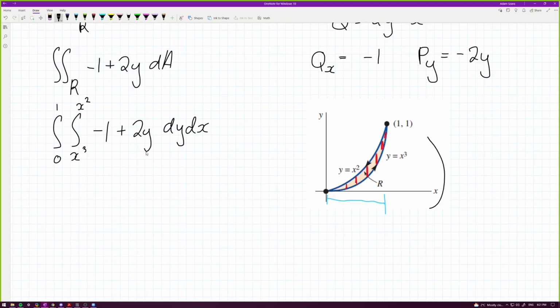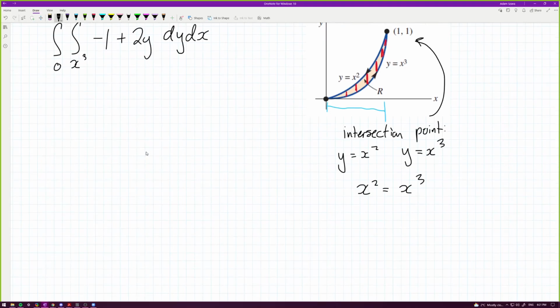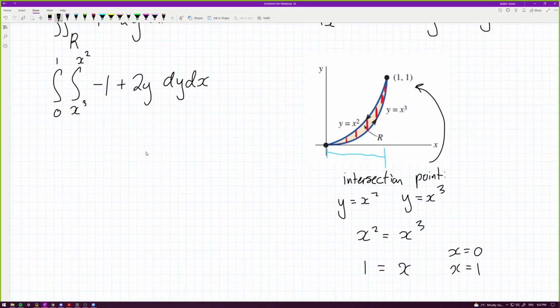So let me quickly show how to get that intersection point. You have y equals x squared and y equals x cubed. You just set x squared equals x cubed. Divide both sides by x squared, and you get 1 equals x. Because I divided both sides by x, I also get x equals 0 as a solution. So of course they intersect at 0, 0, but they also intersect at 1, 1. That's how I would get that intersection point.